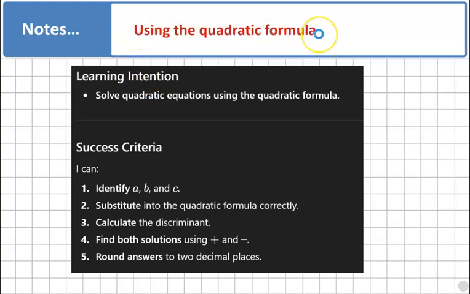Using the quadratic formula. Learning intention: solve quadratic equations using the quadratic formula. Success criteria: I can identify a, b, and c, substitute into the quadratic formula correctly, calculate the discriminant, find both solutions using plus and minus, and round answers to 2 decimal places.